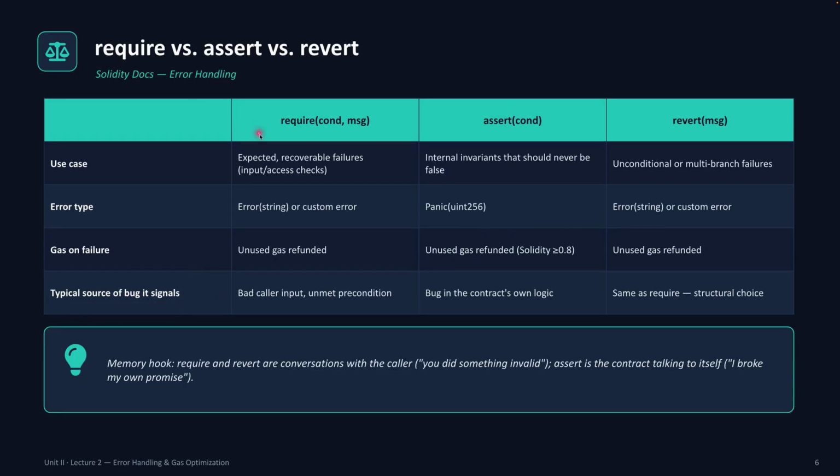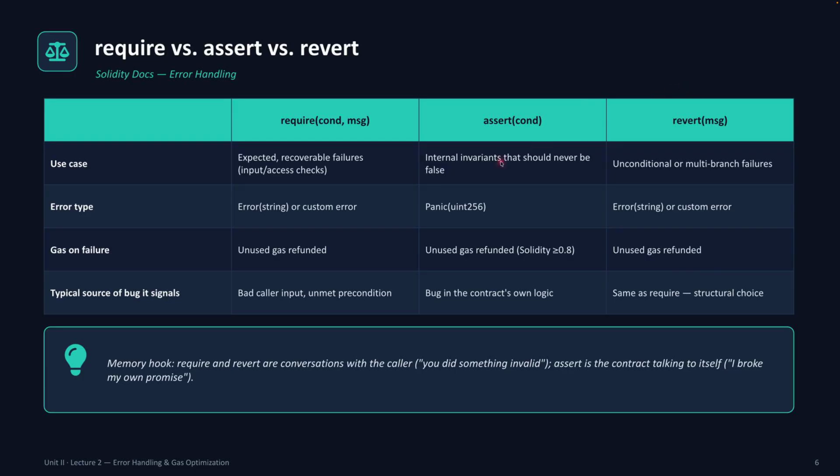What are the typical sources of bugs it signals? In case of require, it signals bad caller input, or the input arguments provided were not as expected and some conditions were not satisfied. In case of assert, it signals there is a bug in the contract's own logic. And in case of revert, it is the same as require, but it is a structural choice. Either you can go with the require statement or use the revert option.